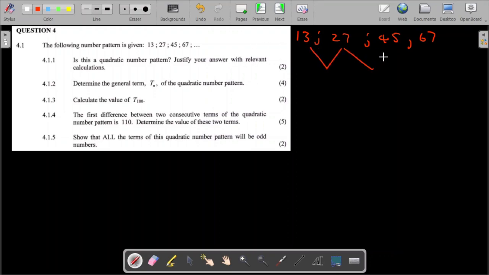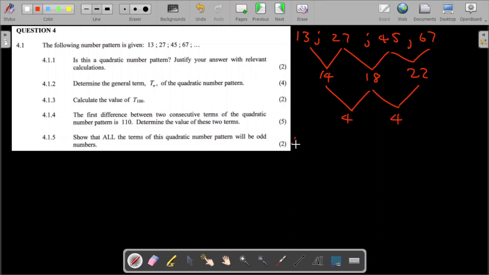First, we need to find our first difference. So finding the first difference: 27 minus 13 gives us 14, 45 minus 27 gives us 18, and 67 minus 45 gives us 22. Now, this difference needs to be constant in order for us to say this is a quadratic pattern. Now, 18 minus 14 is 4, and 22 minus 18 is 4.